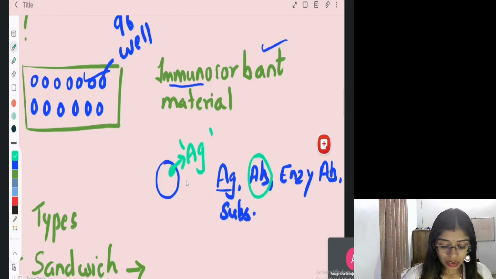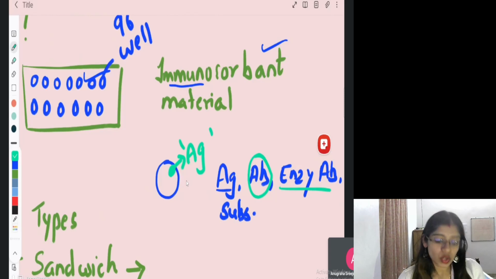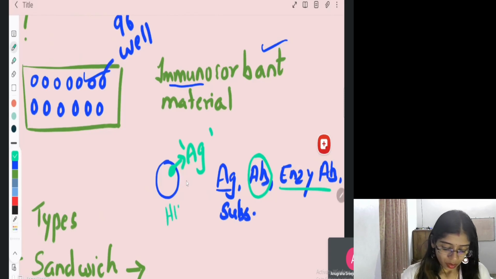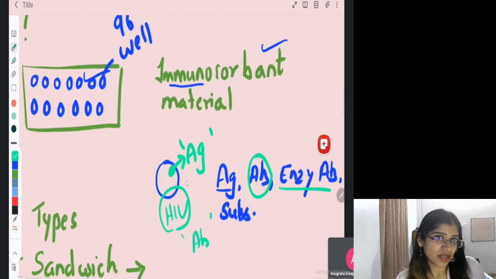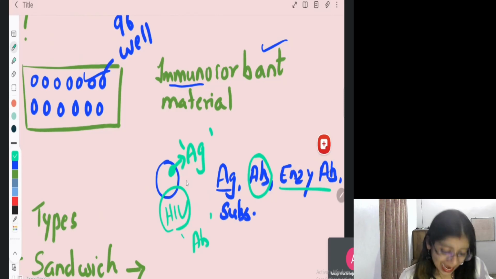See guys, in our labs, in the micro labs, we can create antigen and antibodies. I'll give you an example of HIV today. Let's take the example of HIV virus. In the lab we can create antibodies, which I write as AB, against HIV. We can create antigens also that are similar to HIV.